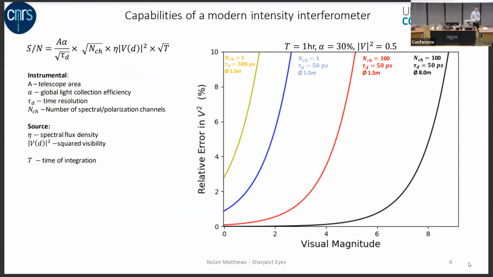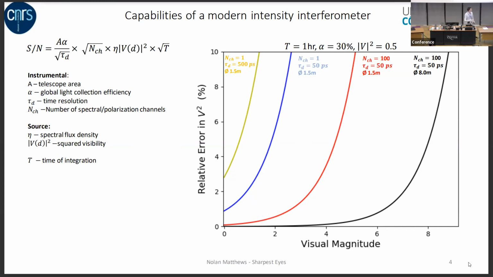But another unique aspect of intensity interferometry is that it's independent of the optical bandwidth. What that means is that you can split your light into, say, 100 different spectral channels, and then measure the intensity correlations between each spectral channel, and then co-add them to ultimately improve your signal.